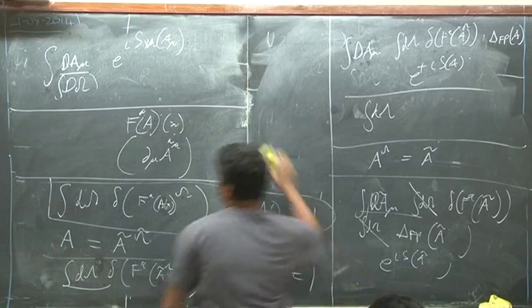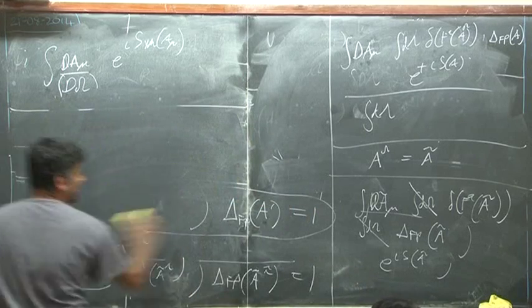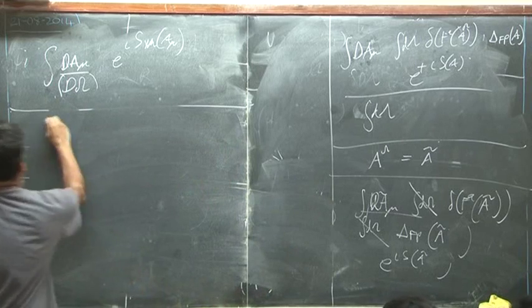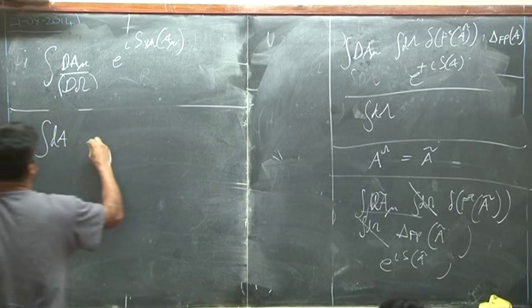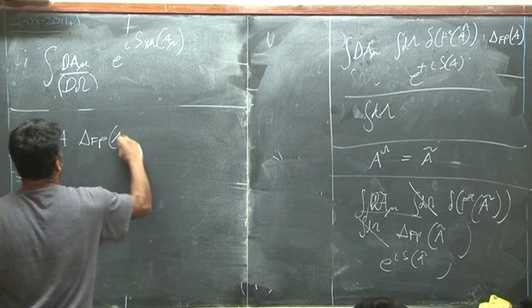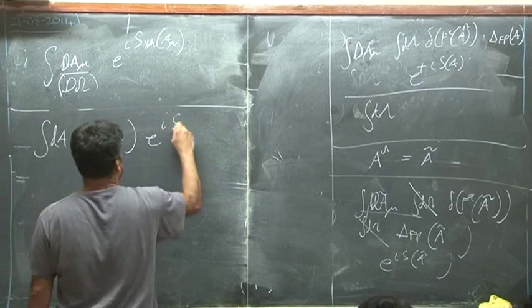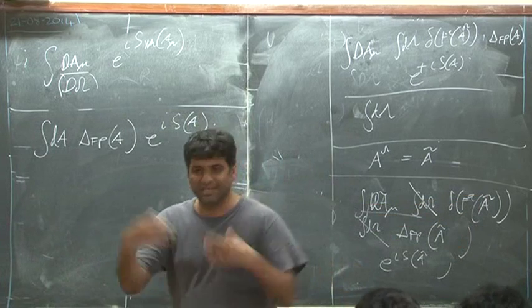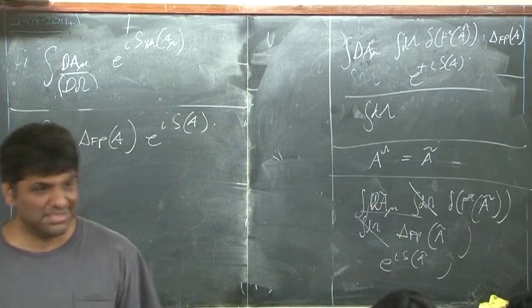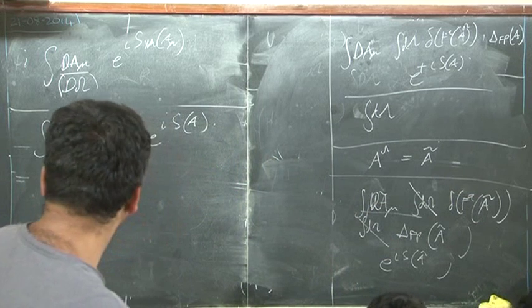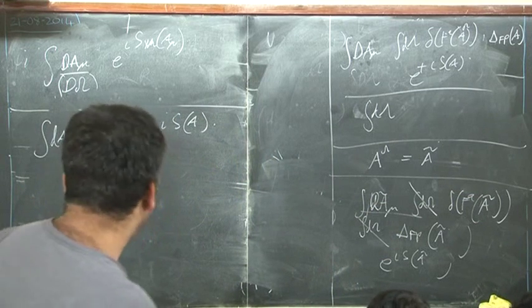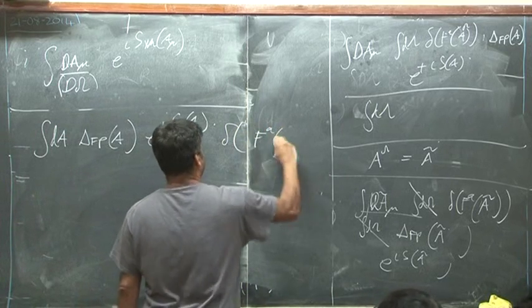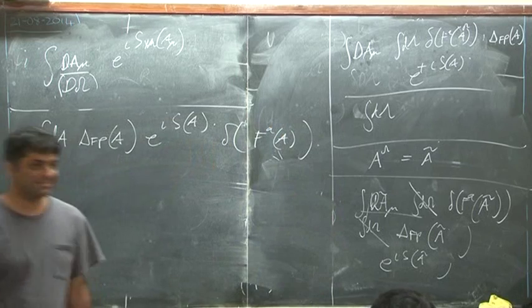And therefore the original path integral that we set out trying to compute, we have shown, is the same thing as integral dA delta f of A and e to the power i S of A, renaming the dummy variable A tilde to A, times delta FP of A.